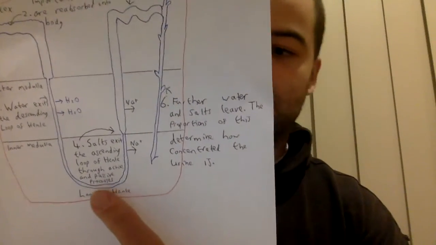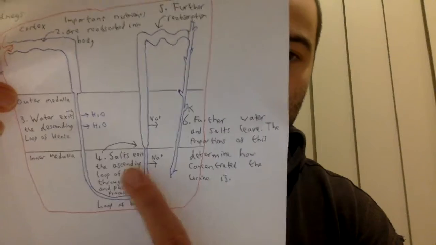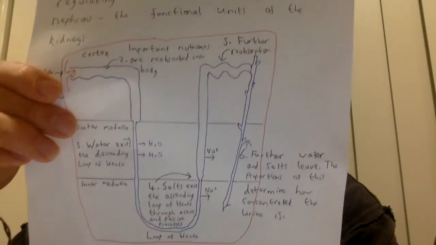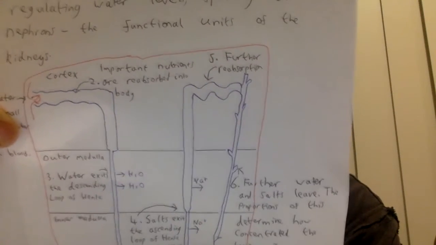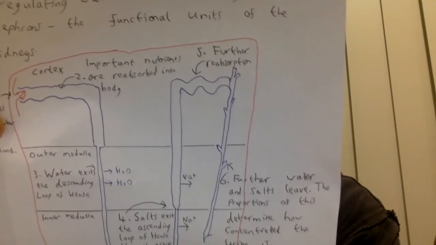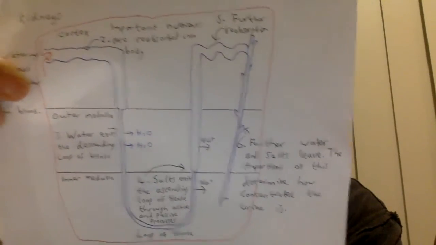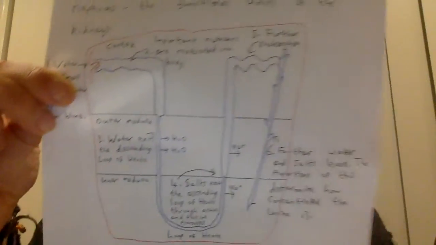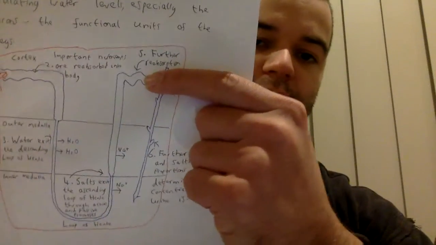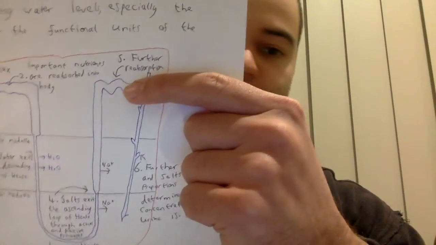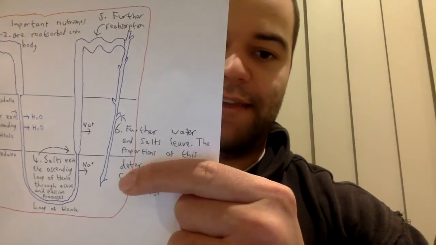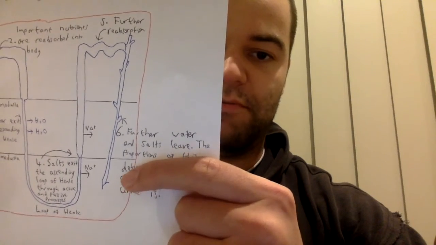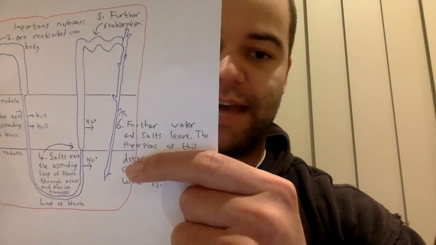So salts exit the loop of Henle on this bit going up, and they do that by a mixture of active and passive transport. So passive transport, things like diffusion, when they just move out from high to low concentration, and then sometimes active transport is required when they need to move against the concentration gradient. Okay, up at the top, there's further reabsorption of water and mostly of the nutrients that may be dissolved in it. Then finally, last bits of water leave, and further salts can leave as well, going down here, and then the urine is basically what's left after this stage.